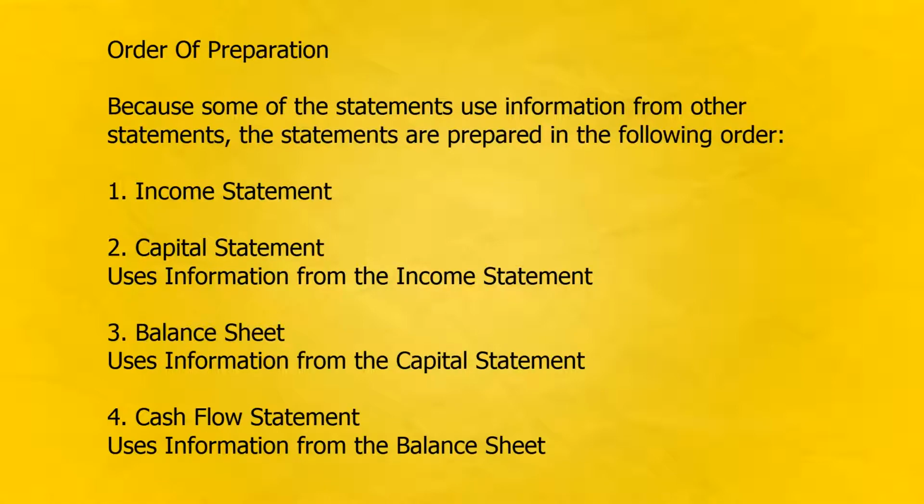Order of preparation. Because some of the statements use information from other statements, the statements are prepared in the following order: 1. Income statement. 2. Capital statement, which uses information from the income statement. 3. Balance sheet, which uses information from the capital statement. 4. Cash flow statement, which uses information from the balance sheet.